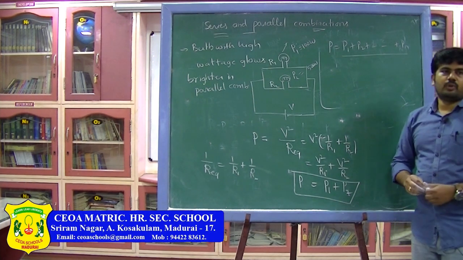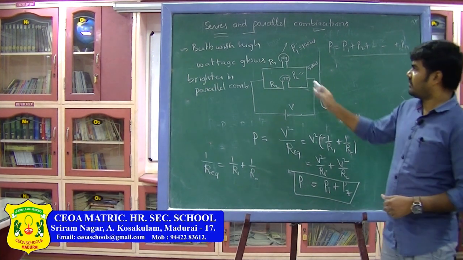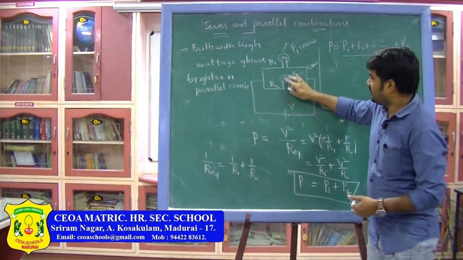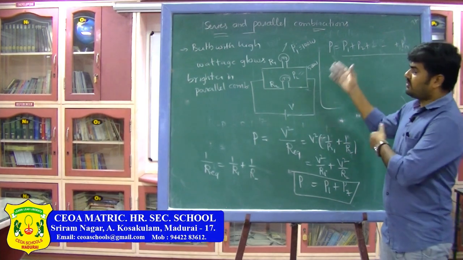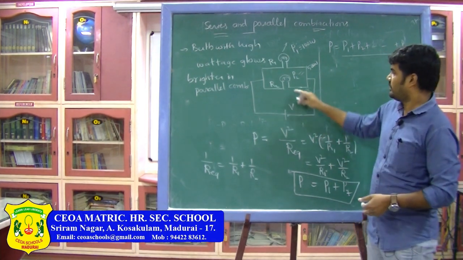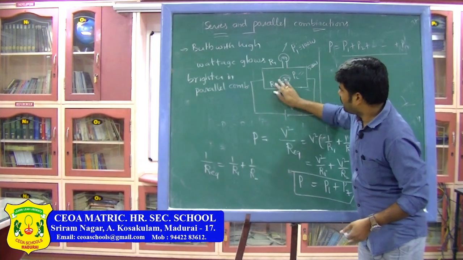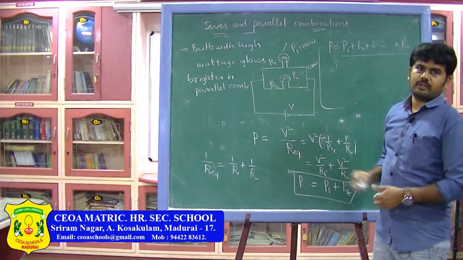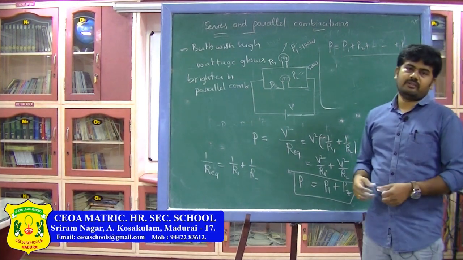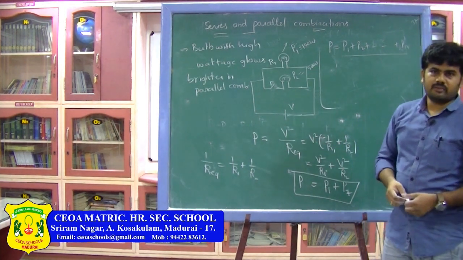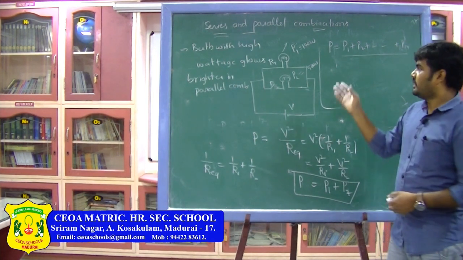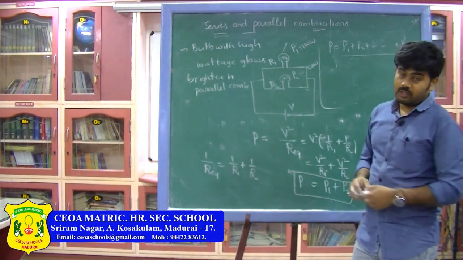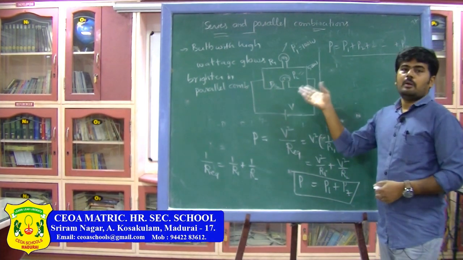Now, one more thing about this parallel combination: if there are n bulbs connected in parallel and one of the bulbs is fused, then the remaining bulbs will continue working. Why? Because if the circuit is broken at this bulb, the current will move through the other parts of the circuit, so the other components will keep working. That is one advantage of the parallel combination, and that is why our household appliances are connected in parallel.